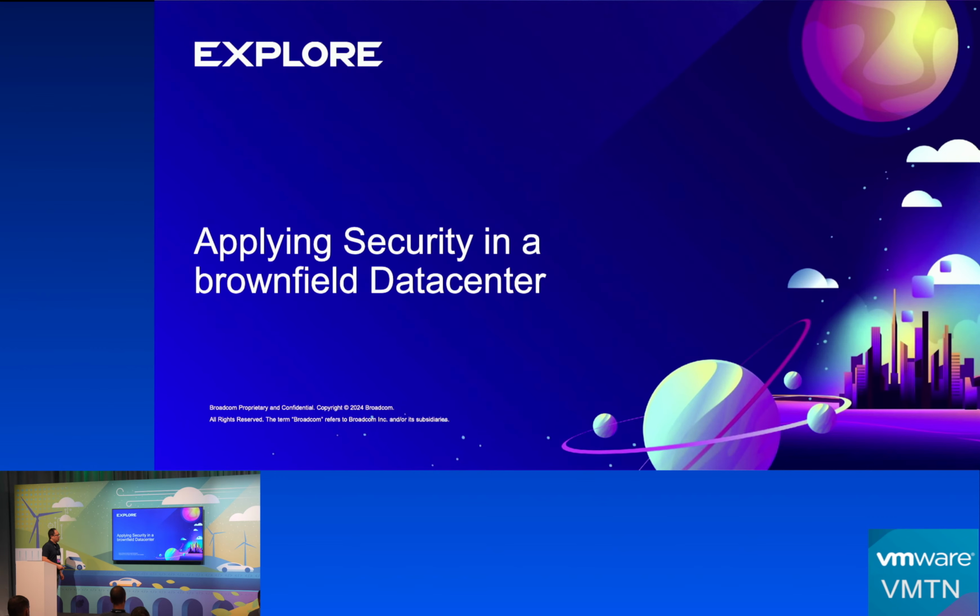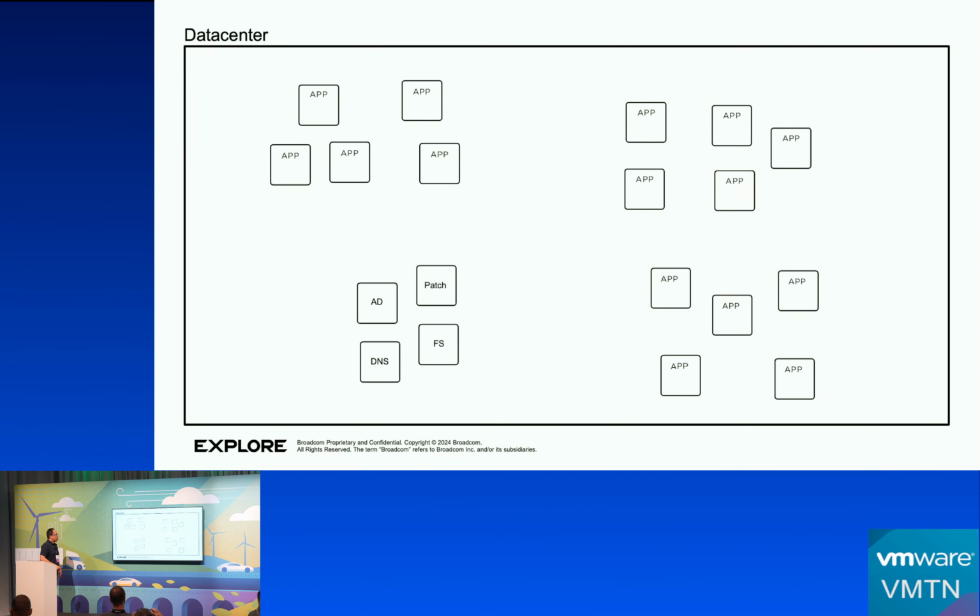So let's have a look at putting all these together in a brownfield data center. Let's say there's a bunch of applications in a data center. There's no segmentation. You don't know what to do. You only have a bunch of applications. They're talking to each other. They're not properly segmented. There's no segmentation at all.